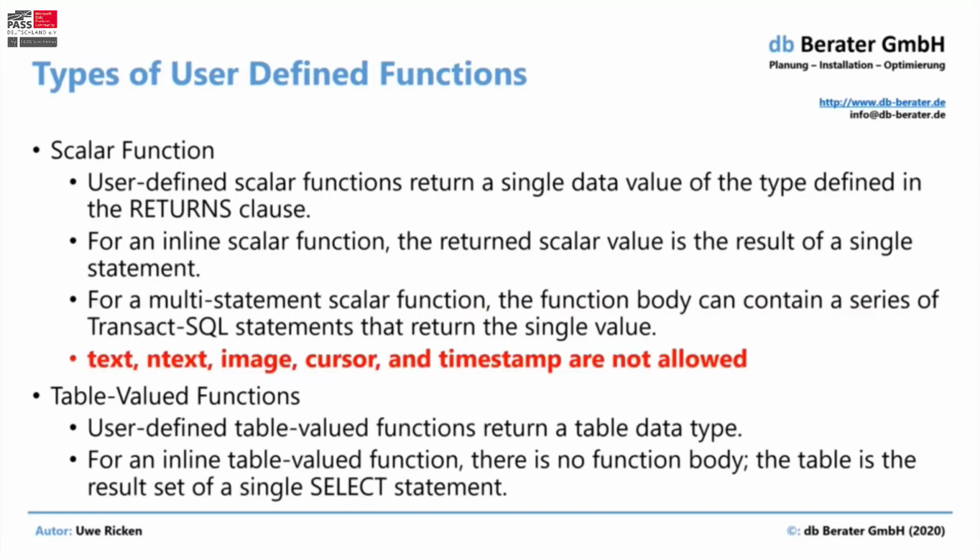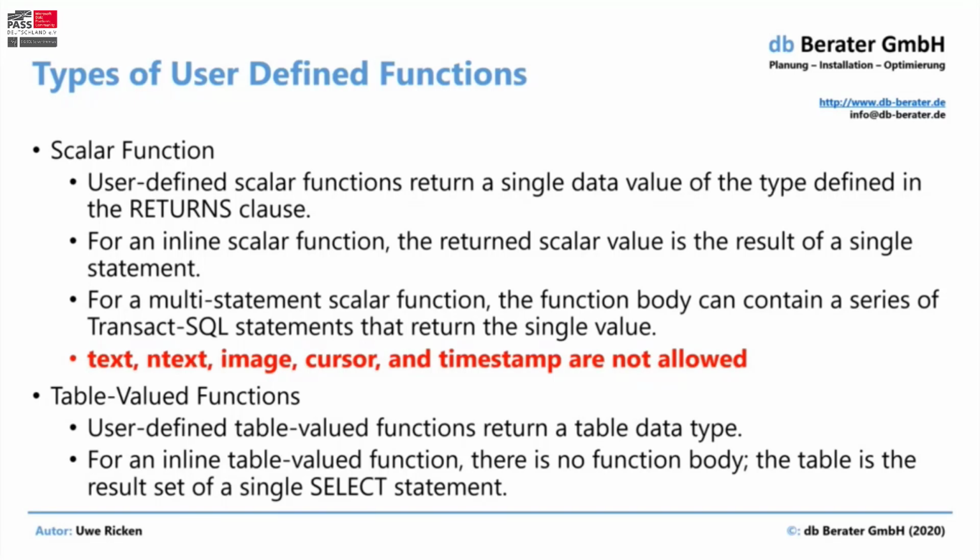We have two types of user-defined functions. First is a scalar function. That's what we take care of first. User-defined scalar functions return only a single data value of the data type which you define in the RETURNS clause. It's like a normal function as you see it in VBA or in any other programming language. For an inline scalar function, the returned scalar value is the result of a single statement. We come to this later when we talk about table-valued functions. For a multi-statement scalar function, the function body can contain a series of T-SQL statements, but as you know, it is only allowed to return one single value. Text, ntext, image and so on are not allowed.